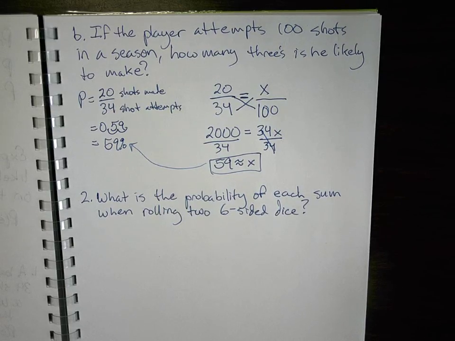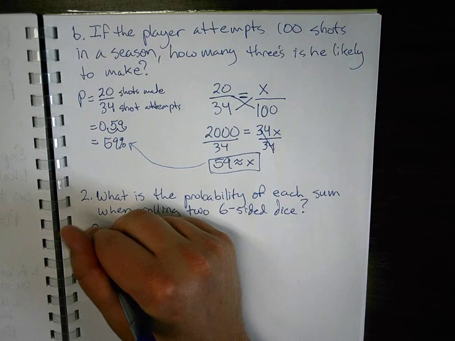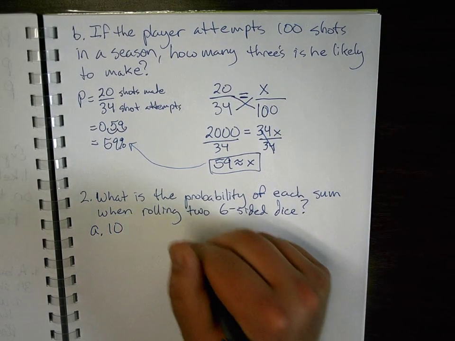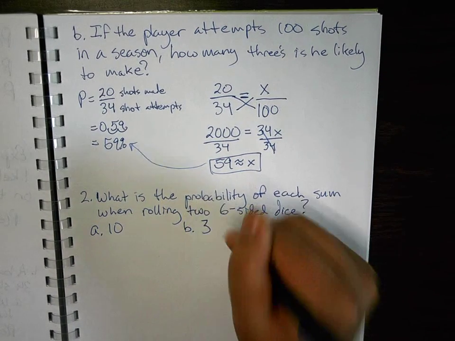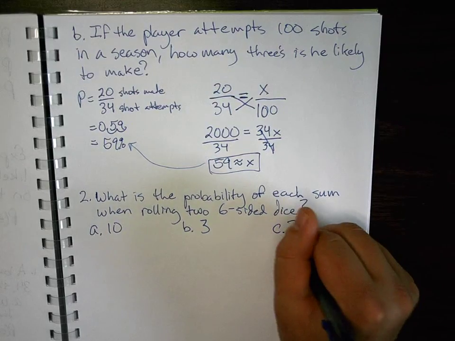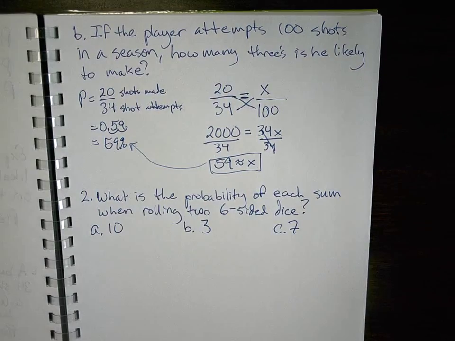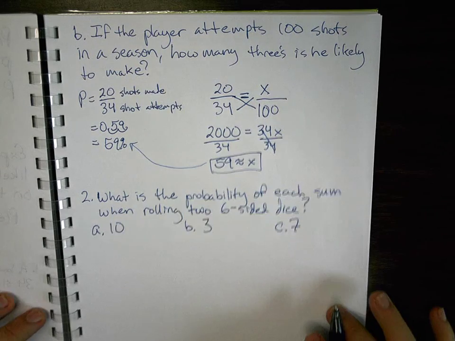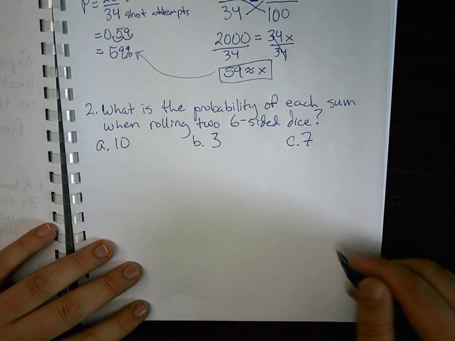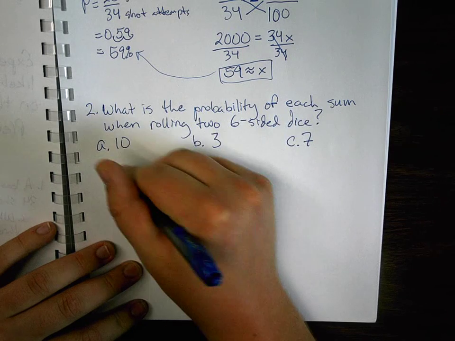All right, so the sums we're going to figure out are 10, 3, and 7. So we're going to figure out when we roll 2 dice that are 6-sided, what's the probability of the numbers that we roll on each die adding up together to make 10, 3, or 7. Now, one of the ways to figure this out, or to visually represent this, is to draw a table. So it's going to require a little bit of artwork on our part.